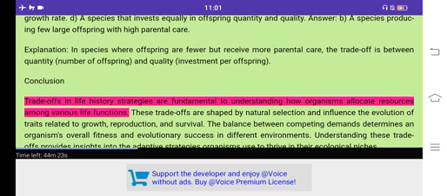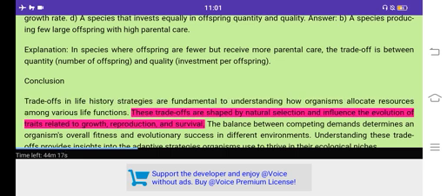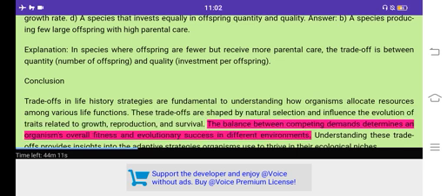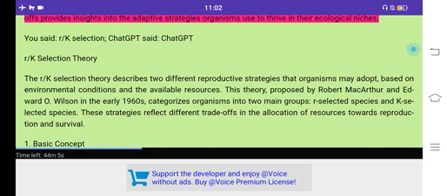Conclusion. Trade-offs in life history strategies are fundamental to understanding how organisms allocate resources among various life functions. These trade-offs are shaped by natural selection and influence the evolution of traits related to growth, reproduction, and survival. The balance between competing demands determines an organism's overall fitness and evolutionary success in different environments. Understanding these trade-offs provides insights into the adaptive strategies organisms use to thrive in their ecological niches.